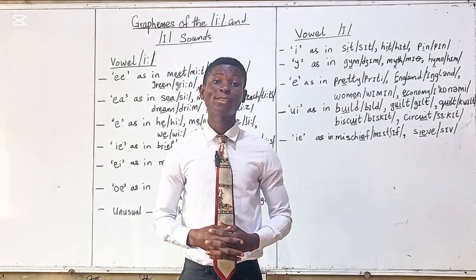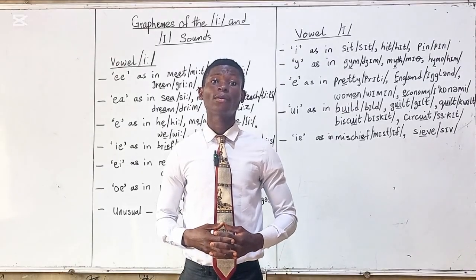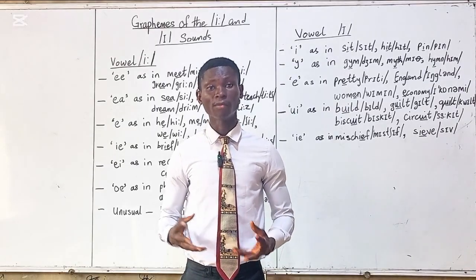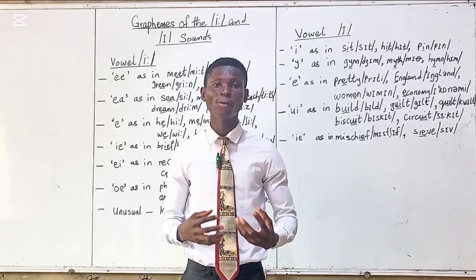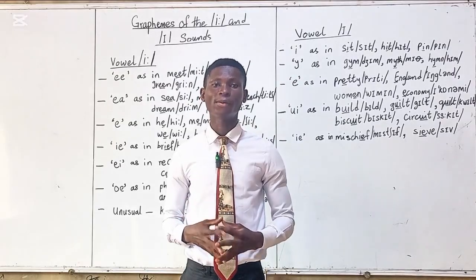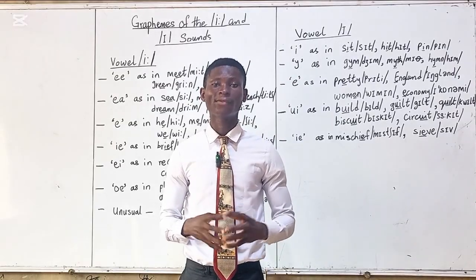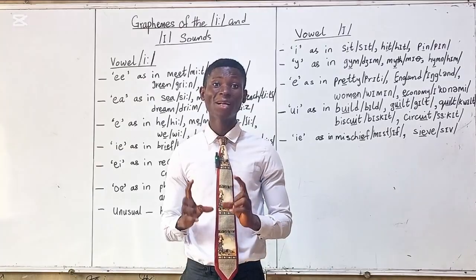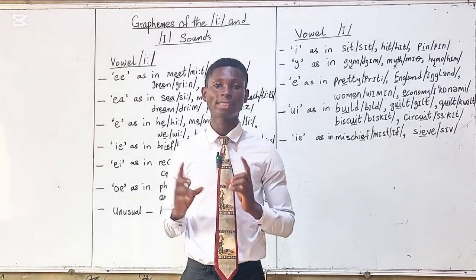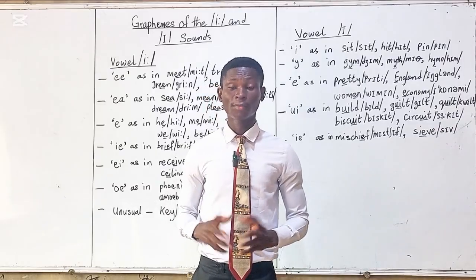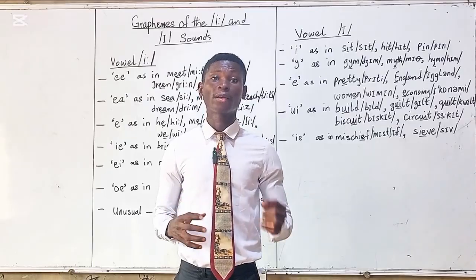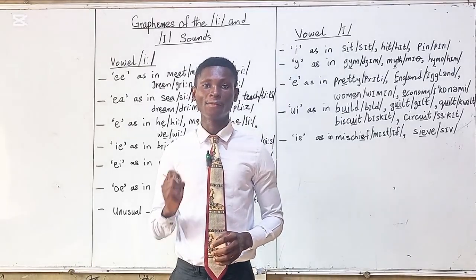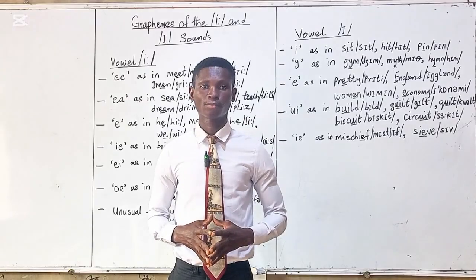Previously, we delved into the description of vowel sounds, both the monophthongs and the diphthongs. So in this series, I want to deliberate on the letters of the alphabet that can spell each of those sounds. So particularly, I want to begin with vowel number 1 and vowel number 2.